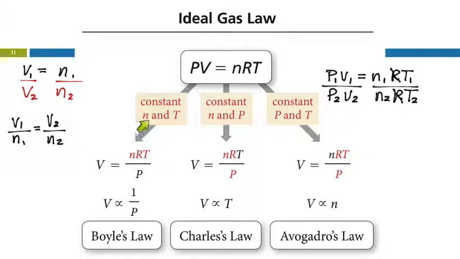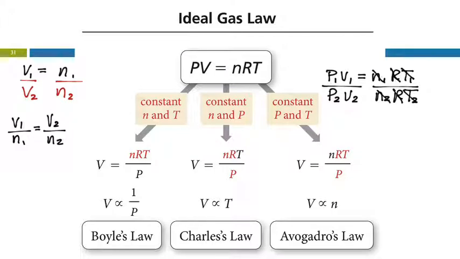So if we look at this and we have constant N and constant T, well, that means that the amount of gas before and after the change is the same. So the N1 equals N2, so that cancels out. And the temperature before and after is also the same. So T1 cancels out T2.